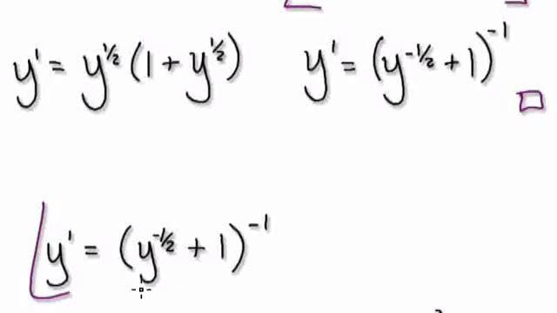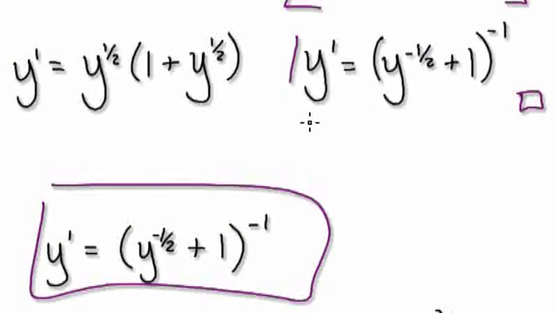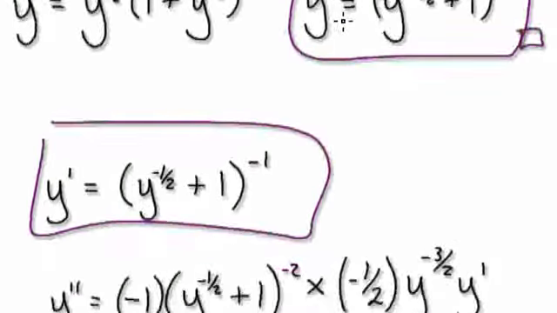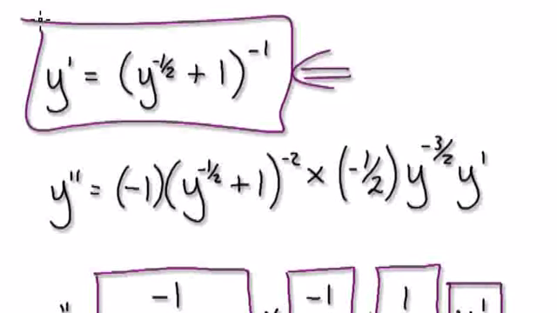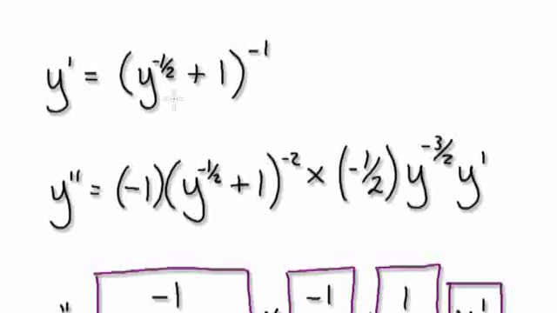So from here, which is the same thing here. Okay, let's start from here now. So now y prime equals this thing here. Okay, now differentiate it again.